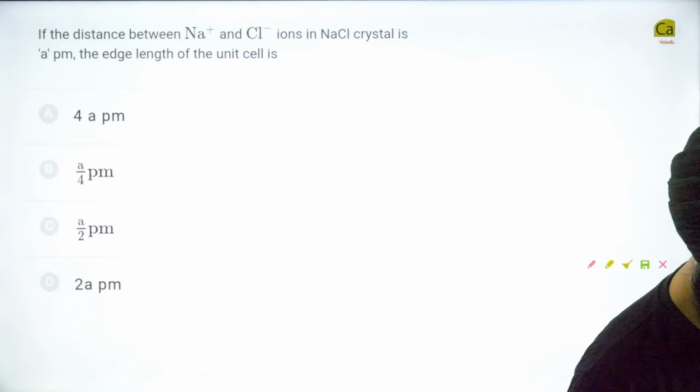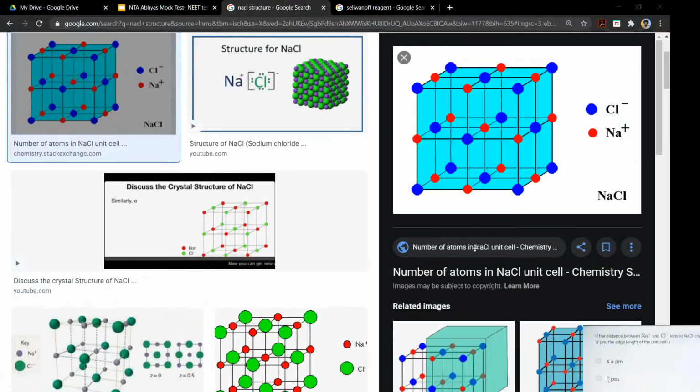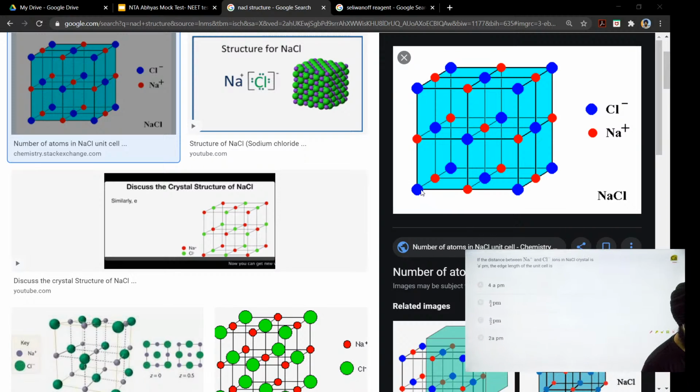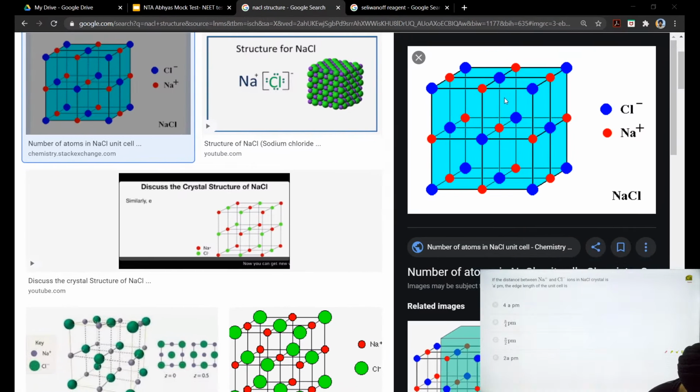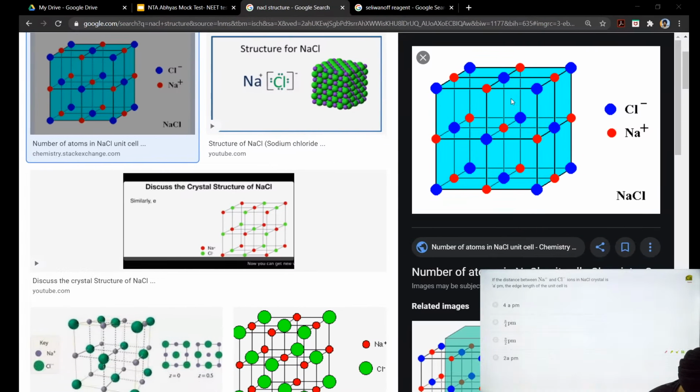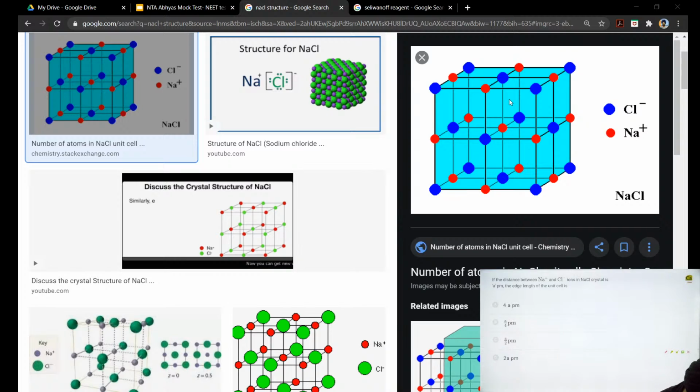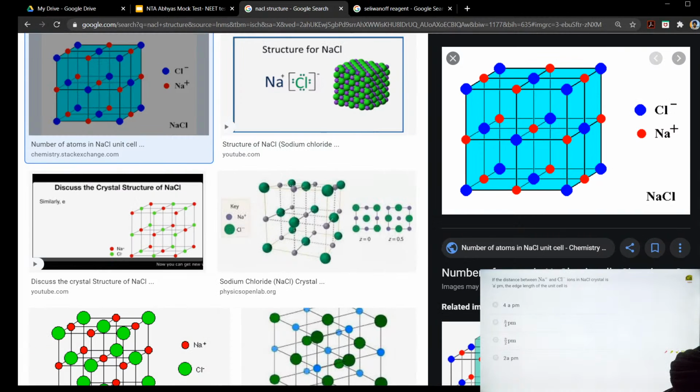Let me show you the structure of the NaCl unit cell. Can you see the structure on the top over here? It should be visible. So, my dear friends, this NaCl structure that we have, it's visible, that's good enough. Let me maximize the Google Chrome.